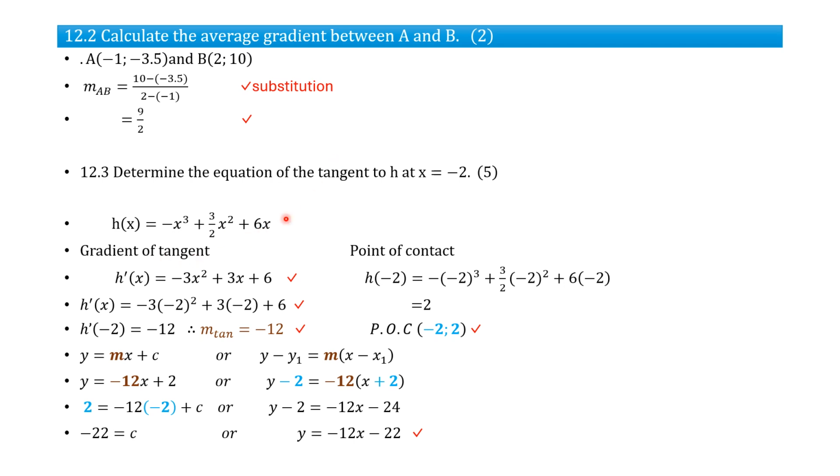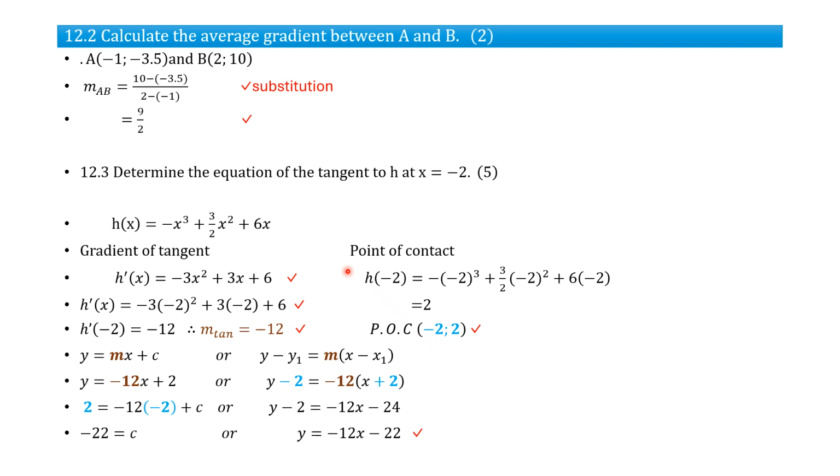So to get the gradient of the tangent, I must get the first derivative. So 3 times negative 1, negative 3. 3 minus 1 gives me 2. 2 times 3 gives me 6. 6 divided by 2 would give me 3. 2 minus 1 would give me 1. 1 times 6 gives me 6. 1 minus 1, 0. x to the power 0 falls away.